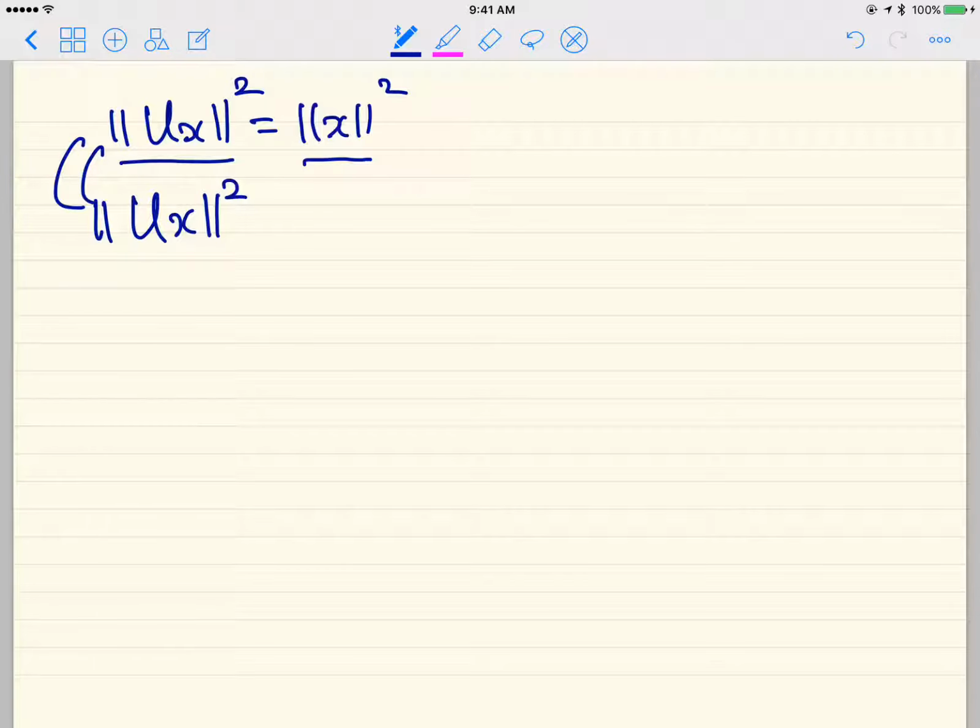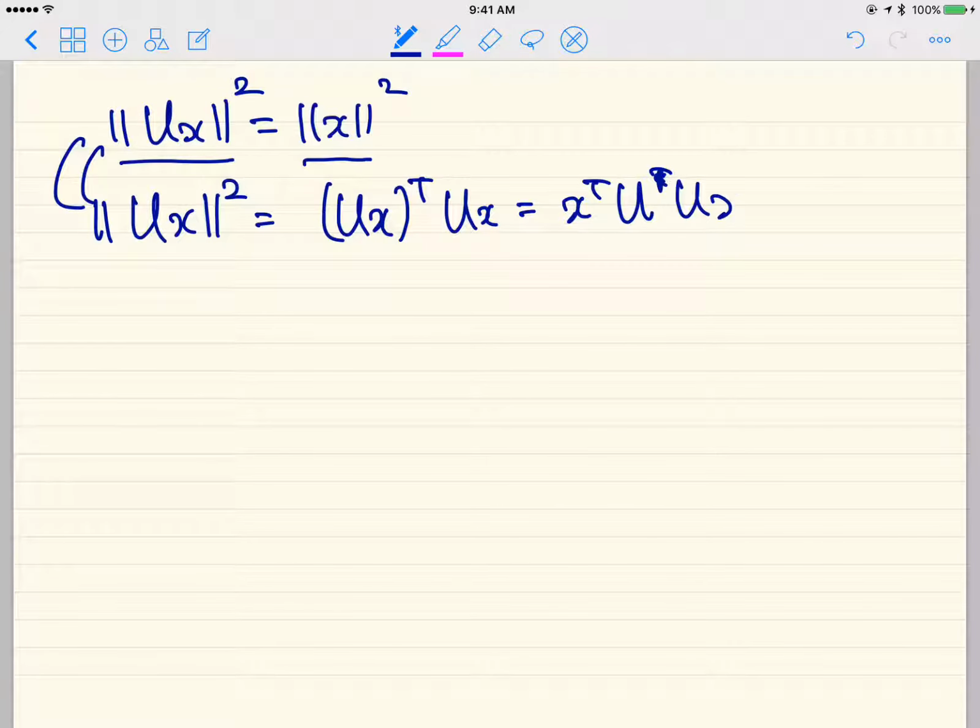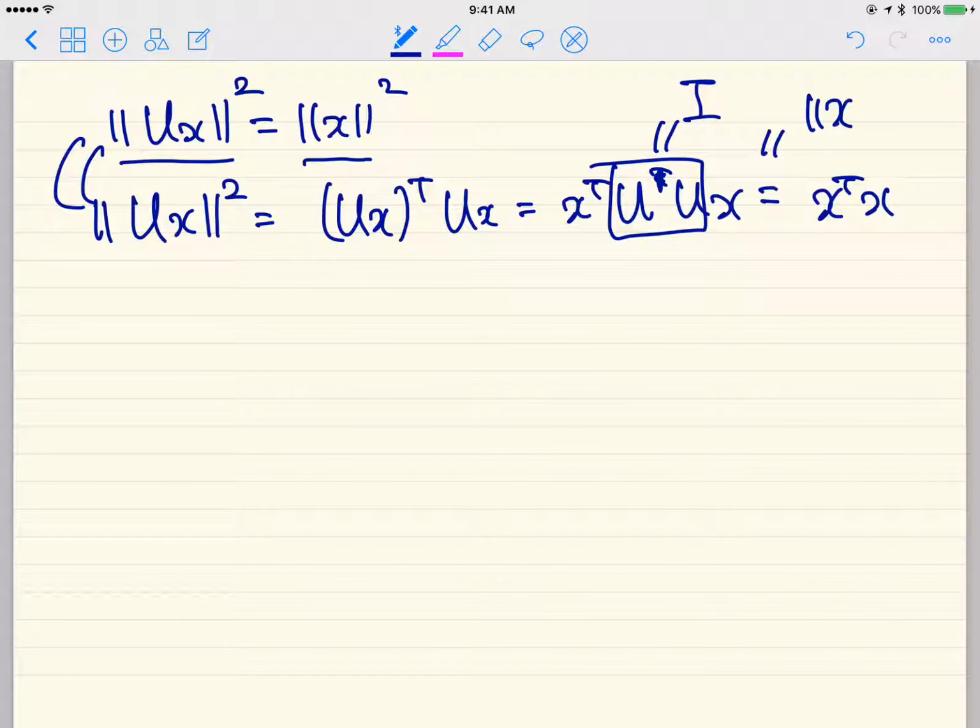Let's start with the left-hand side, and then we can do the trick of (Ux) transpose (Ux), right? Okay, and then x transpose U transpose U x, right? And then U transpose times U is the identity matrix, right? Because we proved it. Okay, and then in this case, it will become x transpose x, so it will be the same as the squared norm of x.